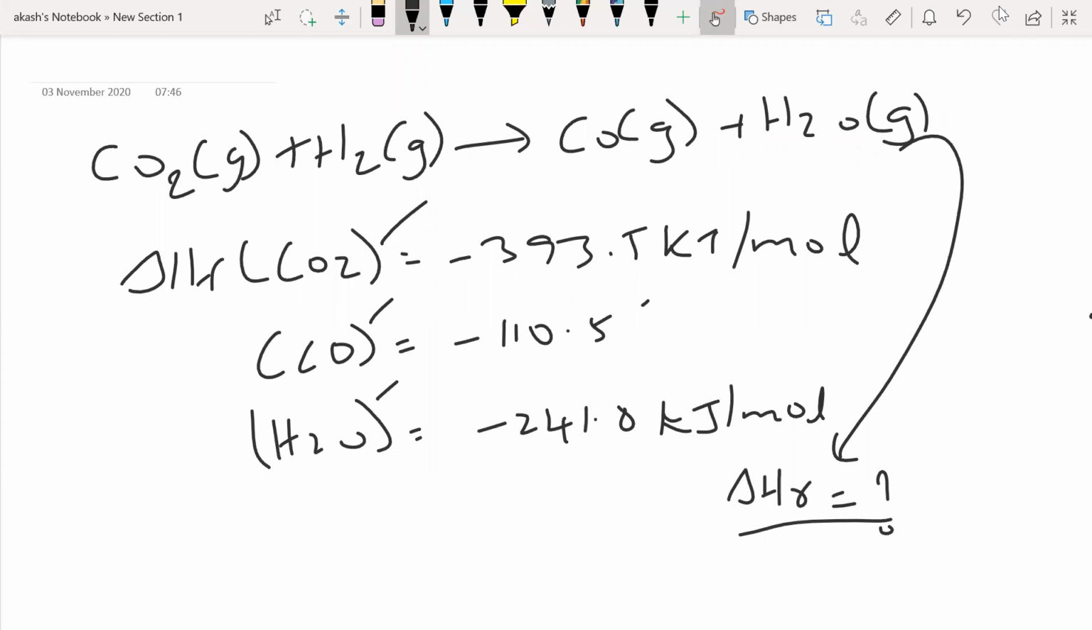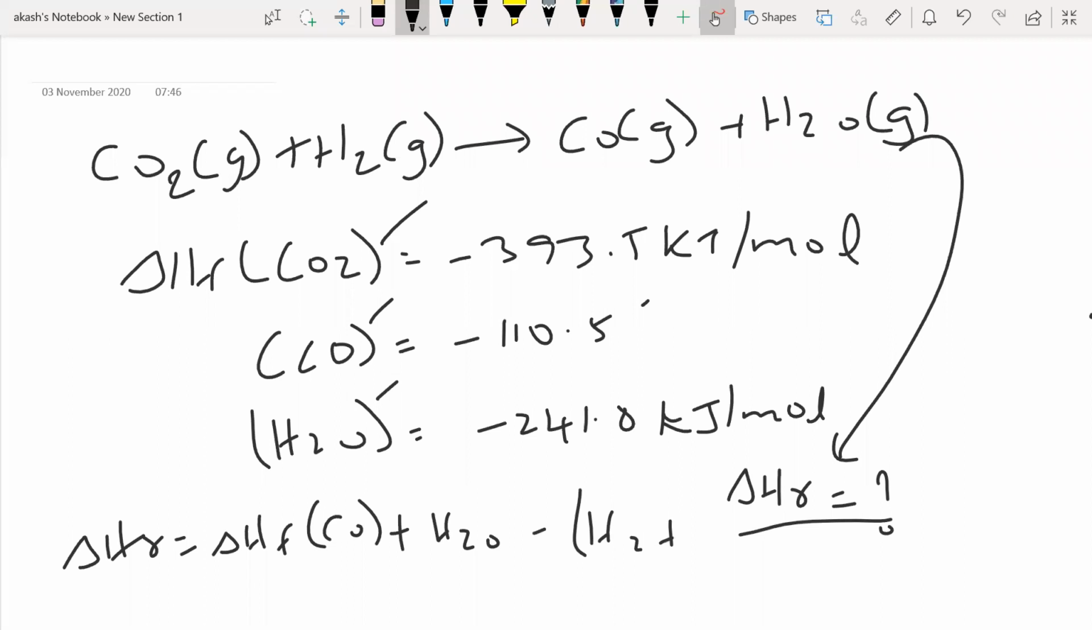Is it 40? 40 or 41? Minus, plus, anything there? Plus 40, sir. Okay, we'll check. So now how do you write this? Now delta H of the reaction for this will become delta Hf of CO plus H2O minus H2 plus CO2. Yeah, so plus CO2, right?